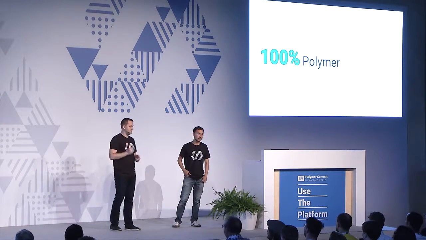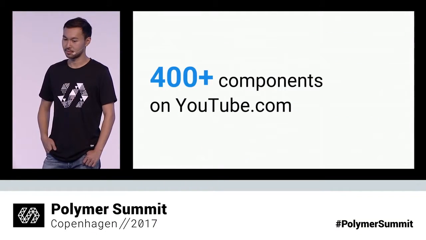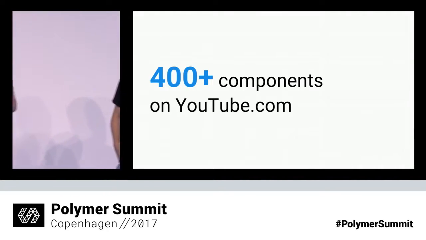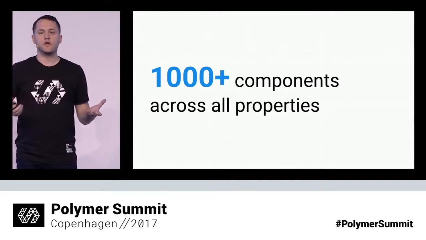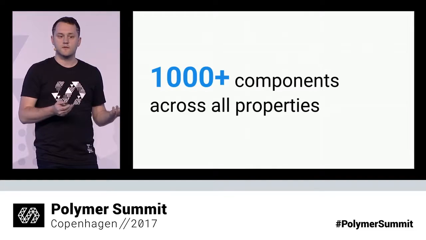So what is it made of? Well, the site is 100% Polymer. And by that, I mean from the app tag down. You can inspect the site, and you can see all the components right there. We have about 400 components that are just YouTube-specific, and more than 1,000 components across all the code bases. And we're happy that we can share a lot of our components across different projects.